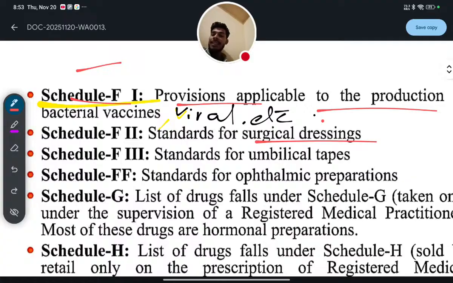You have to remember like this. This is a sarcastic way to remember, okay? So don't feel bad, and don't get me wrong, please. F2 stands for surgical dressing.